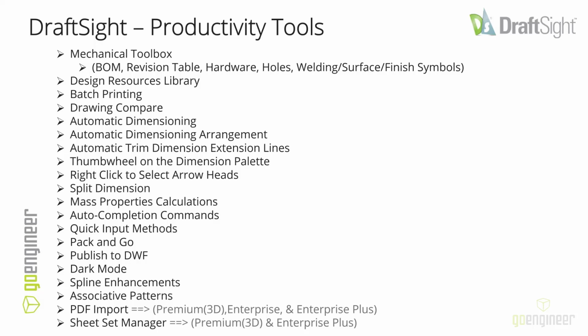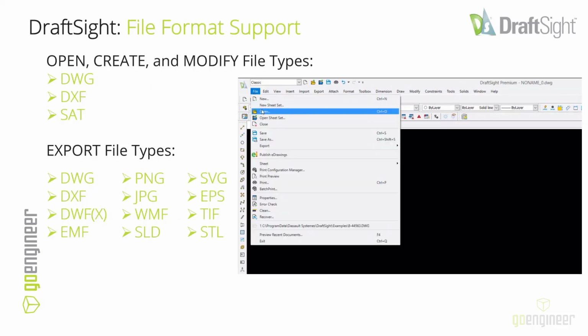And real quick, Enterprise is a network version of the Professional standalone. So you get the same tools and you get the same functionality. And Enterprise Plus is the Premium version in a network seat. So just so you know, anything that's in Premium standalone is the same thing that's in Enterprise Plus, but in a network version.